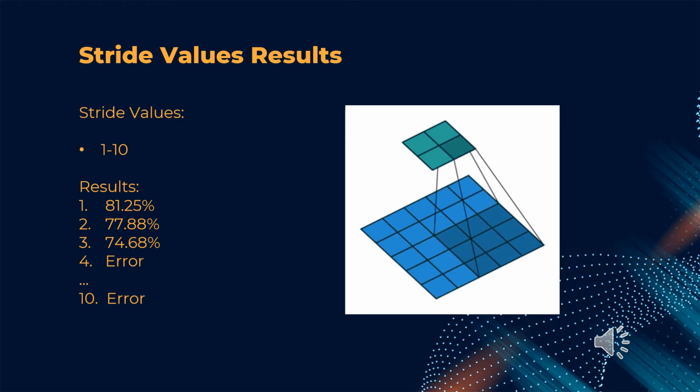Alright, so let's move on to the stride value results. We decided to do the strides from the value of 1 through 10, and it turns out that the stride values starting from 4 to 10 return an error, and the strides from 1 to 3 worked, and our initial base case value of stride of 1 returned the best percentage of accuracy. So we decided to roll with that.